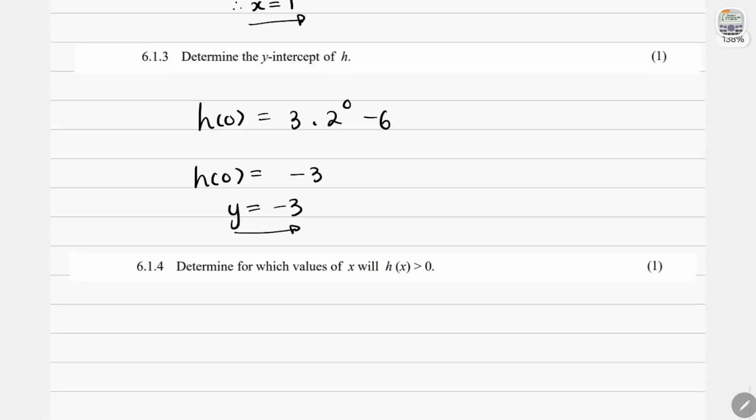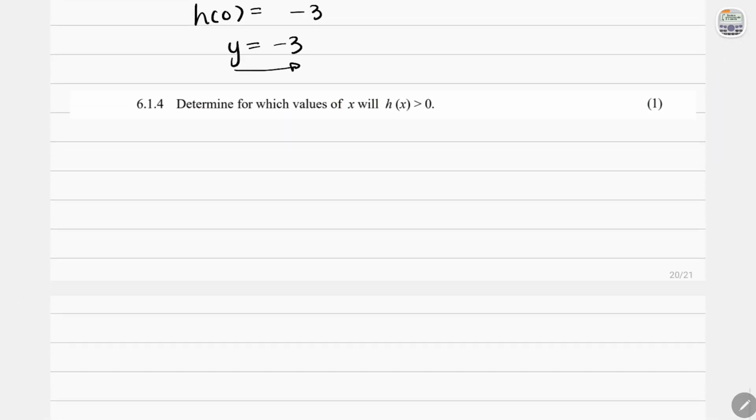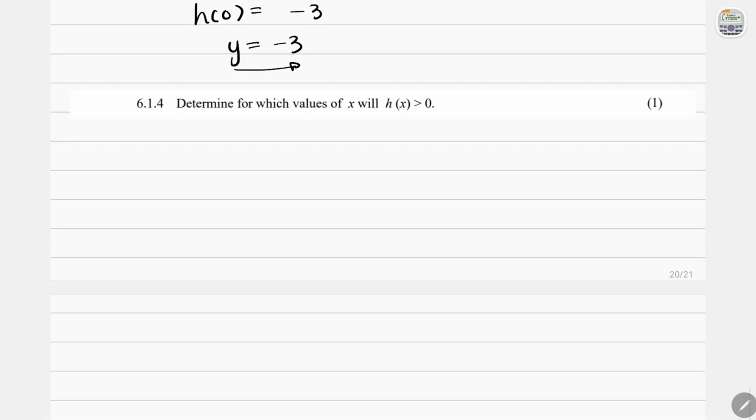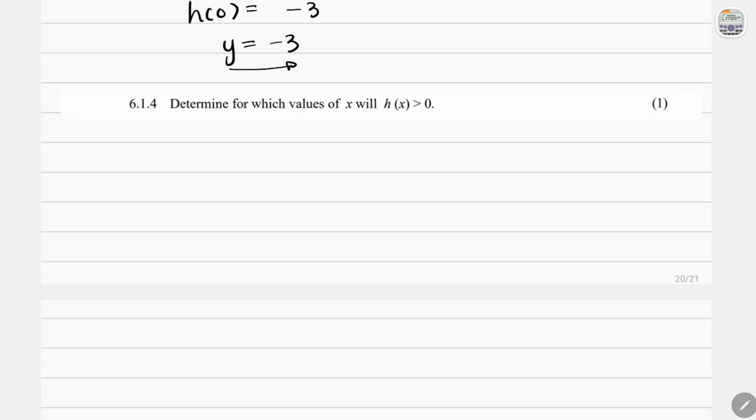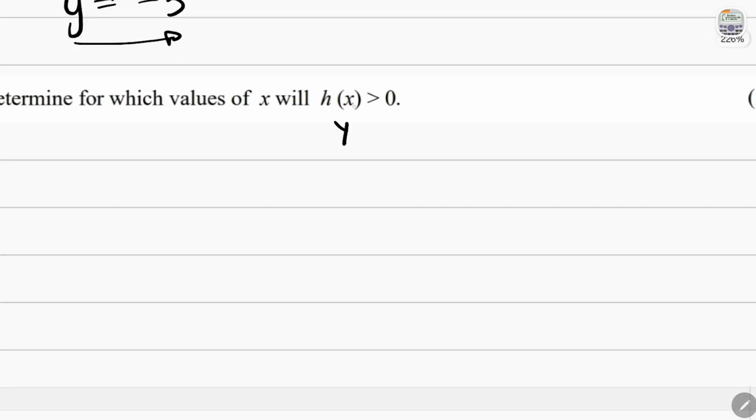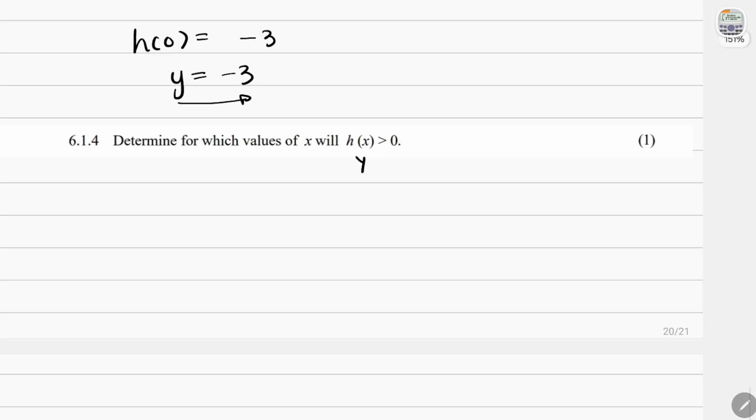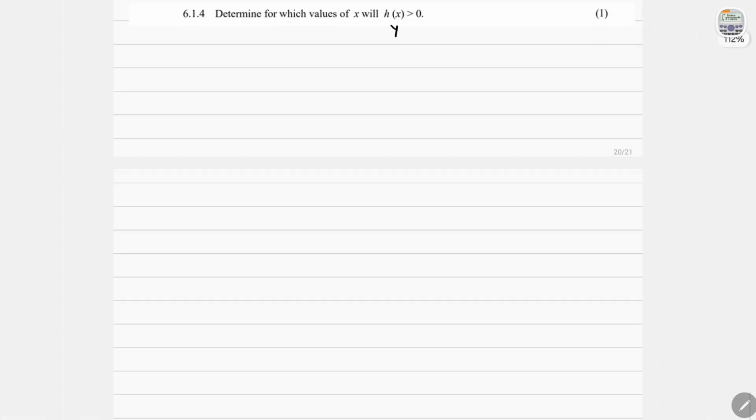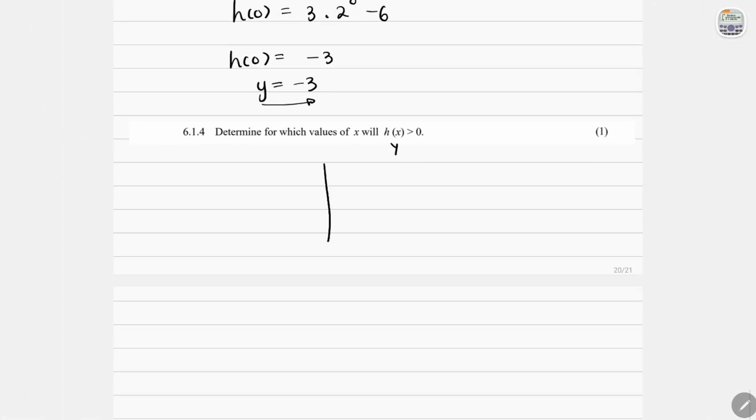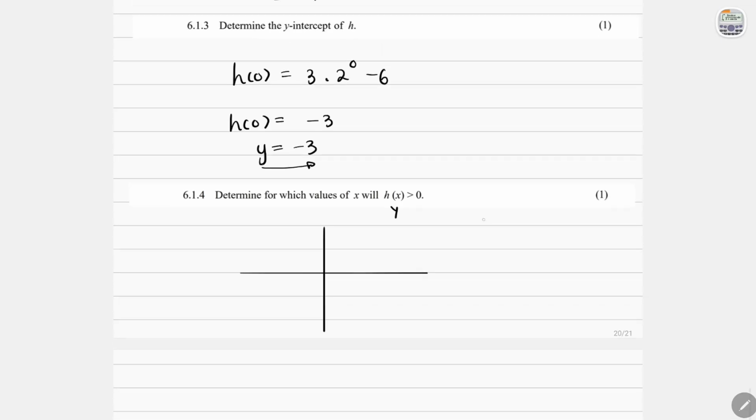Question 6.1.4 says, determine for which values of x will h of x be greater than 0. So h of x stands for the y values. Where will the y values of h be greater than 0? We can think about what this, you don't have to think about what the whole graph looks like. You just need to look for specific things. So your graph is y equals 3 multiplied by 2 to the power of x minus 6.